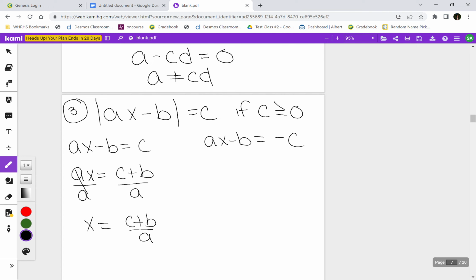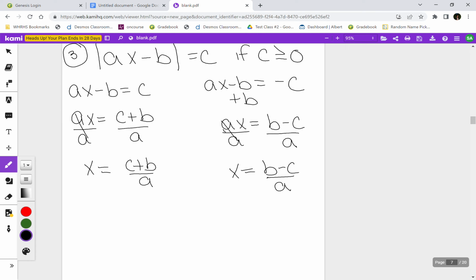That's 1. Now we're going to solve the other side. I'm going to again add b on both sides. So we have ax equals b minus c, and then divide by a. So x will equal b minus c over a. And if I asked for a restriction, what would be the restriction? a cannot equal 0.